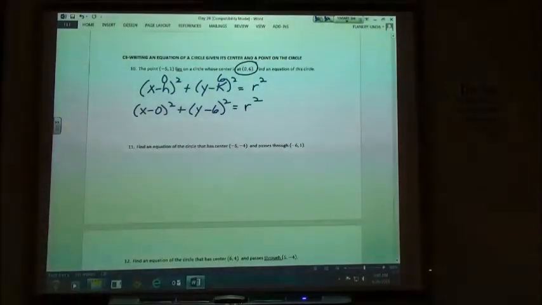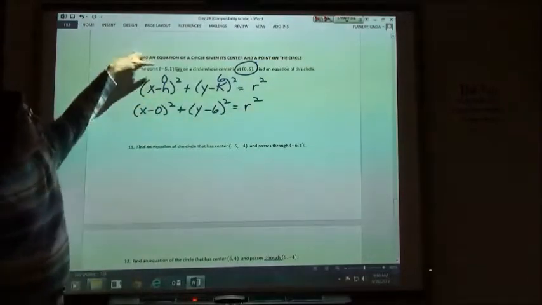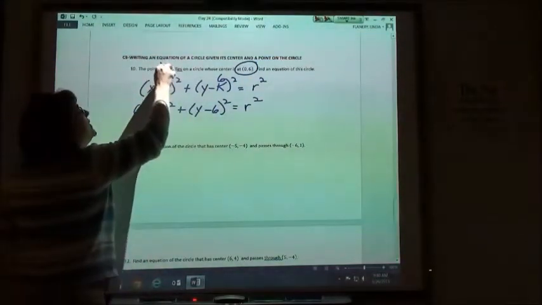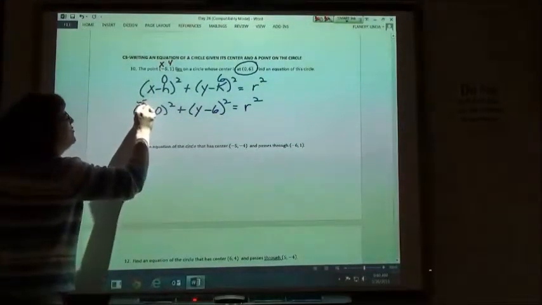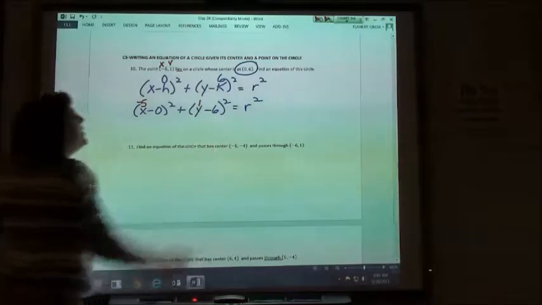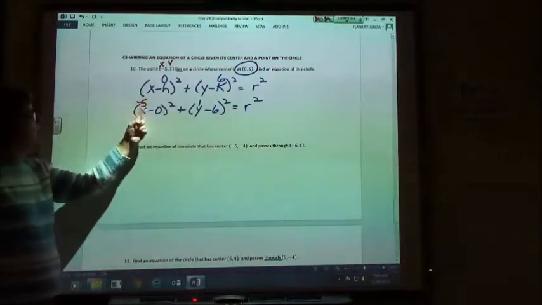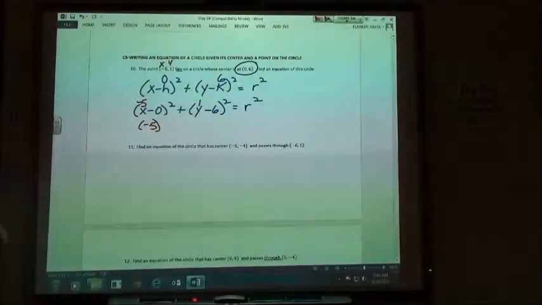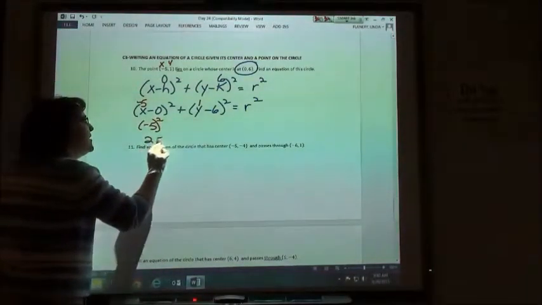Now we have to find what the r squared is equal to. So we're going to use this point that we know. In the point we know, this is x and this is y, so we're going to put minus 5 here and 1 in here. So minus 5 minus 0 is still minus 5, and then we have to square. If I square a negative 5, I get a positive 25.